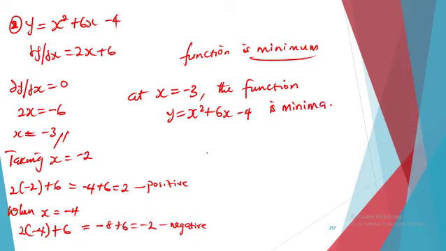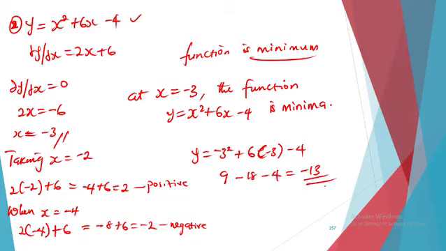Okay, it's minima. So the value of y in this equation would then be y equals -3 squared plus 6 into -3 minus 4, and this is 9 minus 18 minus 4, which is equal to what? -13.